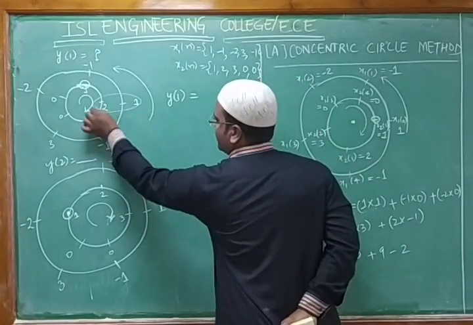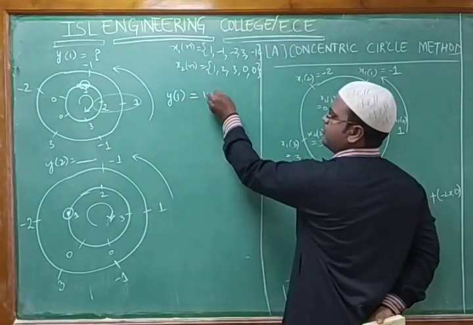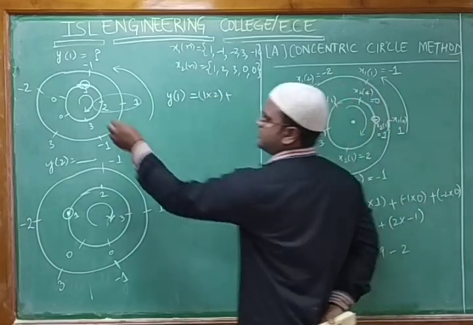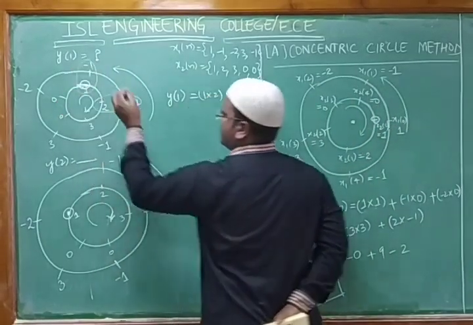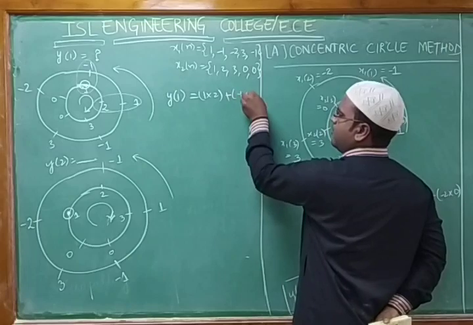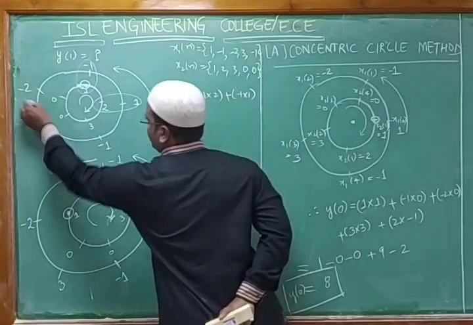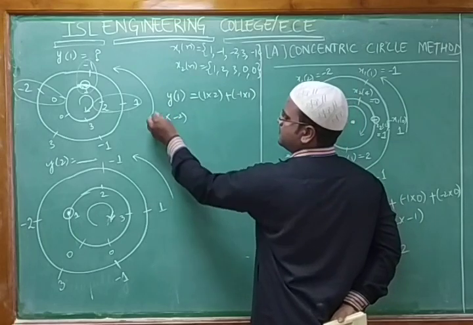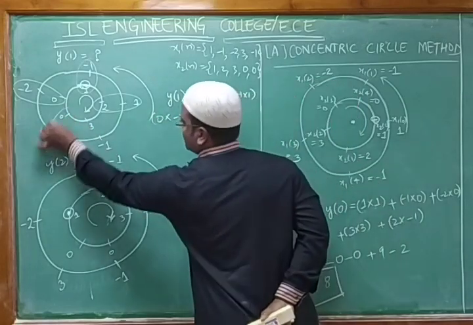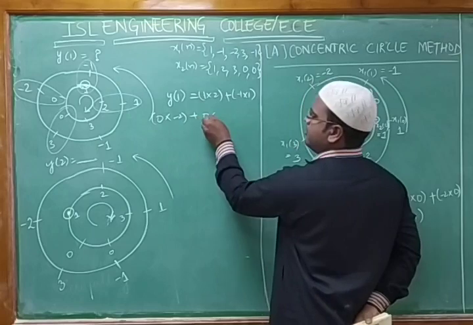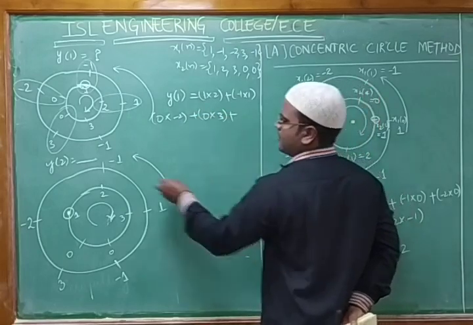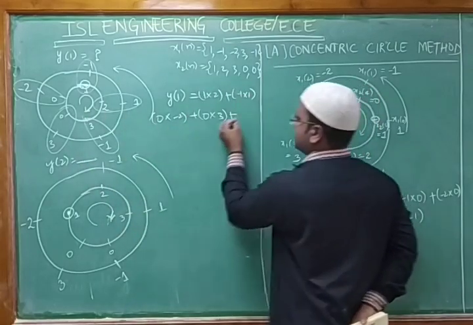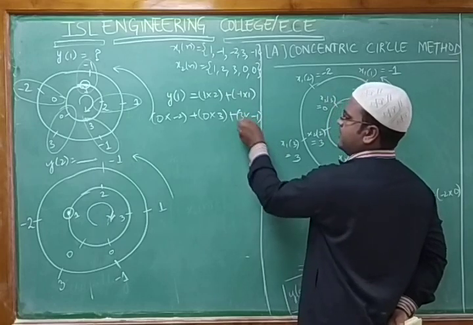These two values you need to multiply. What is the value? 1 into 2 plus this 2 value we need to multiply. So what is the value we'll get? Minus 1 into 1. Next this 2 value we need to multiply. So 0 into minus 2 plus next this 2 value we need to multiply. So 0 into 3 plus this 2 we need to multiply. So 3 into minus 1.